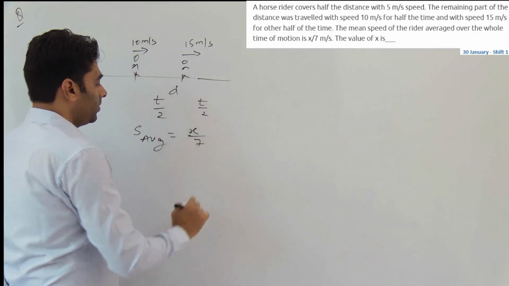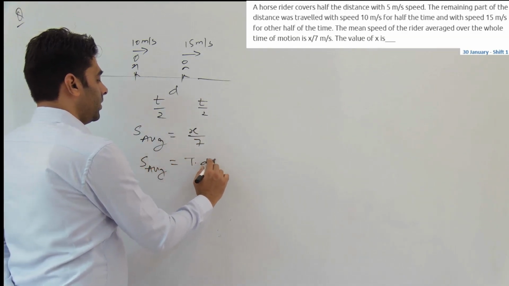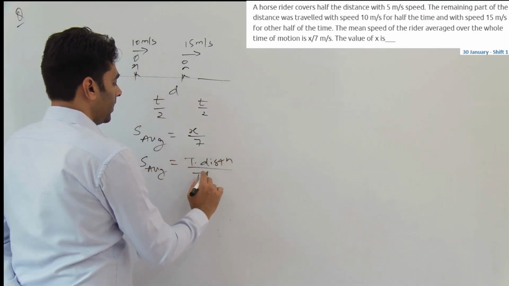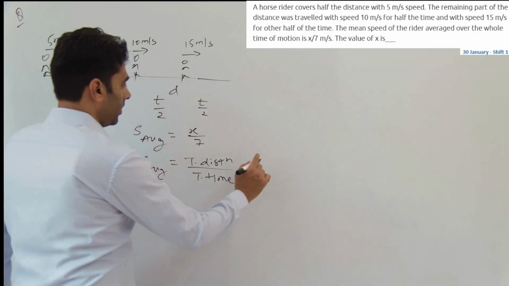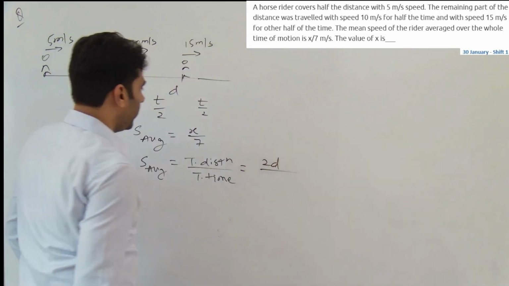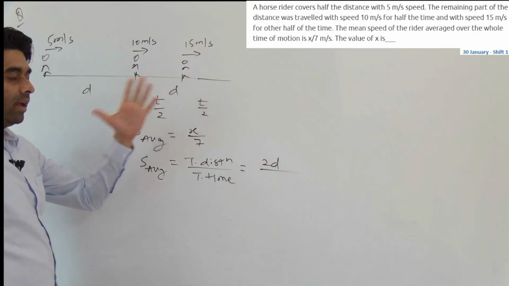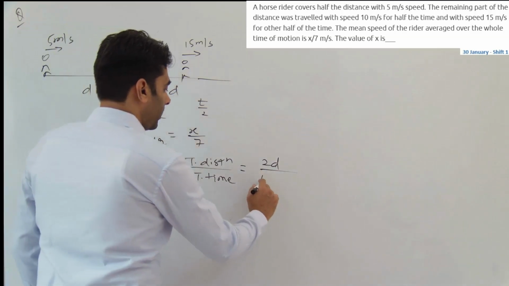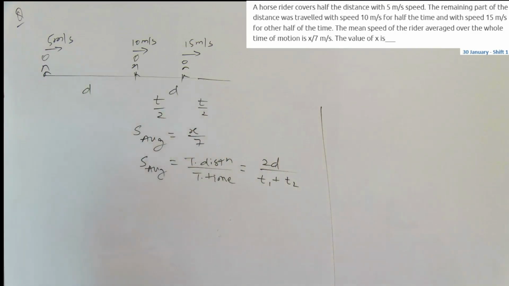Now, beta, what is your average speed? Average speed is basically total distance by total time. Total distance over here, D plus D, 2D. Total time, if we have to write it down: how much time it is taking in the first half, and the time taken to travel the second half, T1 plus T2. Let us calculate T1 and T2 one by one. After that, we will simplify it.